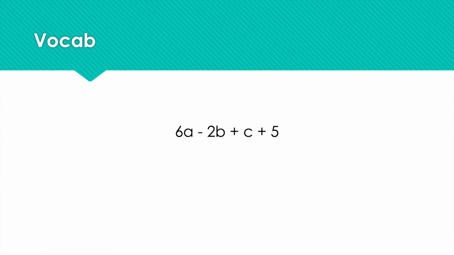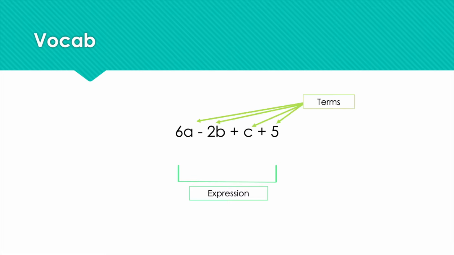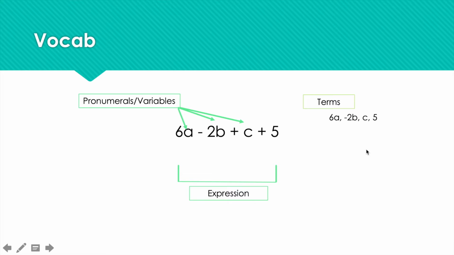So some vocab. Here we have an expression. And an expression is made up of terms. So the terms here are 6a, negative 2b, c, and 5. And I want us to notice that the negative, or the sign before the term, is also attached to the term. So make sure it's negative 2b.